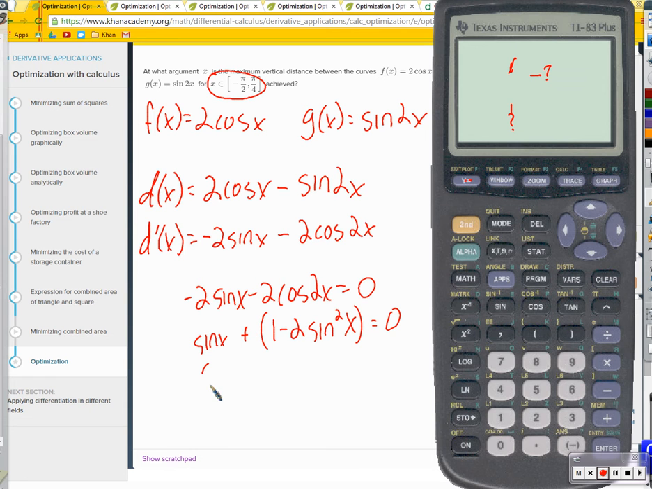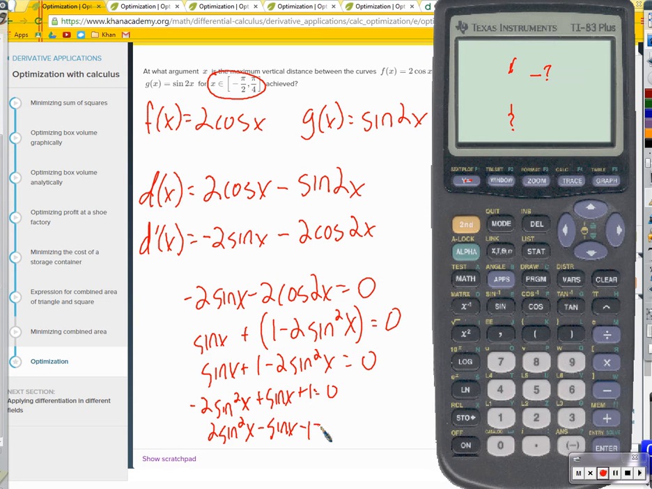So we've got sine of x plus 1 minus 2 sine squared x equals 0. So I'm going to reorder this. I'm going to put negative 2 sine squared x plus sine x plus 1 equals 0. And then I'm going to make it 2 sine squared x minus sine x minus 1.